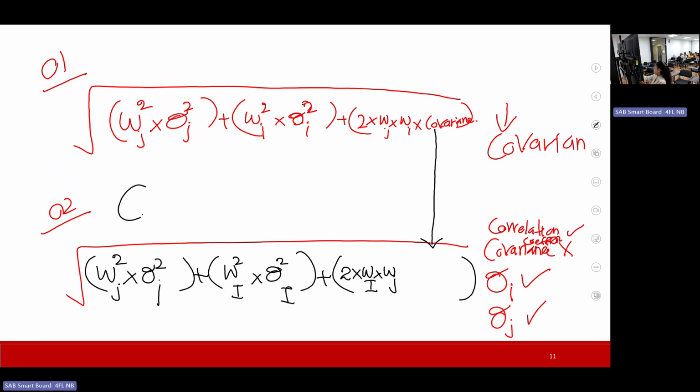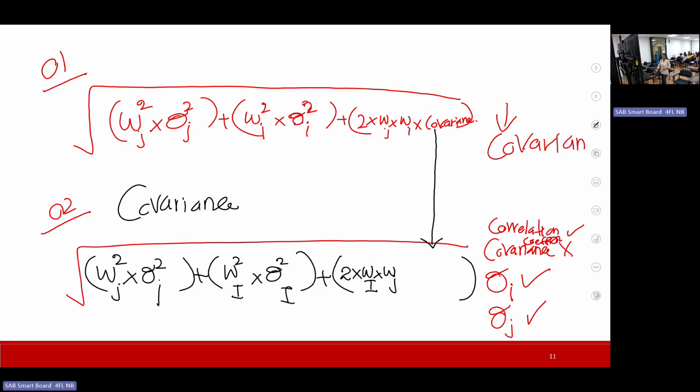Covariance equals... Go to the covariance formula in the lecture note. To calculate the covariance, there are two methods. What are those two methods? First one, sigma, expected return minus average return multiplied by the probability. Right? That's the formula. And then the second formula.